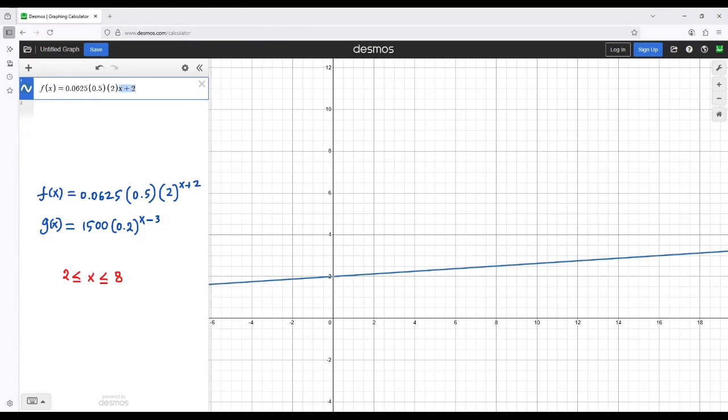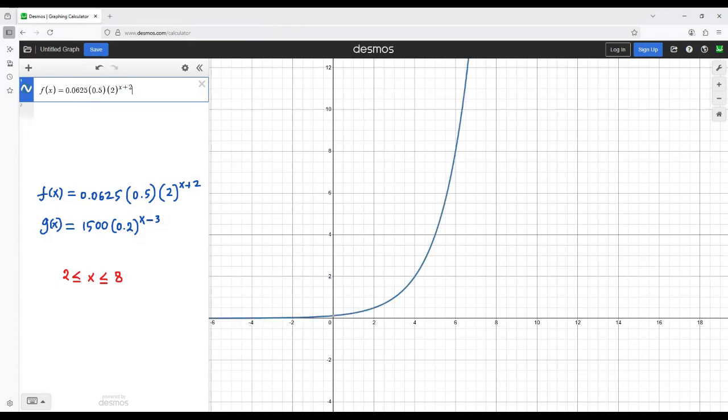Let me do it. Okay, and for both the functions we have the same domain, that is 2 ≤ x ≤ 8. Let me give the domain. So that is 2 ≤ x ≤ 8. Okay, here I got the graph of the function f of x, and let me give the second function g of x as input. It is g of x equals 1500 times 0.2 raised to the power of x negative 3.